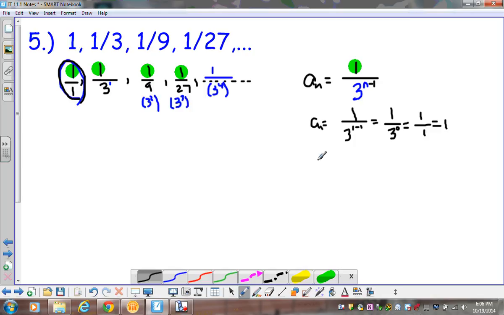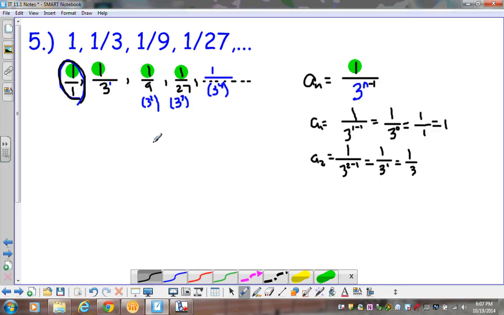So let's look at my second term just to make sure. So this is going to be 1 over 3 raised to the 2 minus 1. So that's 1 over 3 to the 2 minus 1, which is 1. So this is 1 over 3 to the first, which is just 1/3. All right, so far so good. And if you went through, you would see that the rest of these terms match up with their values.